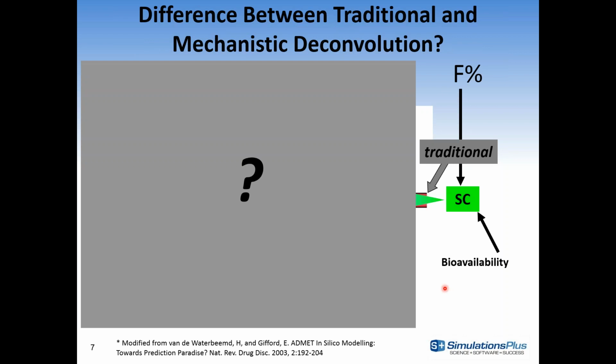So in traditional IVIVC, you're simply looking at your in vitro dissolution rate versus the systemic bioavailability. And then there's a big gray box in between. You don't really know what's going on. You don't know anything about the dissolution rate in vivo. You don't know anything about the permeability, the first pass extraction in the gut or the liver. None of these processes are enlightened, I guess.